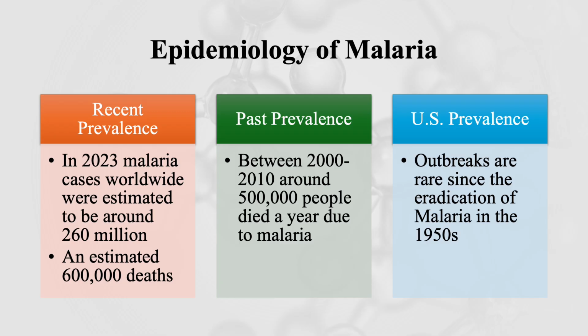Some recent prevalence of malaria was in 2023. Malaria cases worldwide were estimated to be around 260 million, with an estimated death toll of 600,000. Some past prevalence was between the early 2000s and 2010, when around 500,000 people died a year due to malaria. But the U.S. has reduced the risk of outbreaks due to their eradication of malaria in the early 1950s.